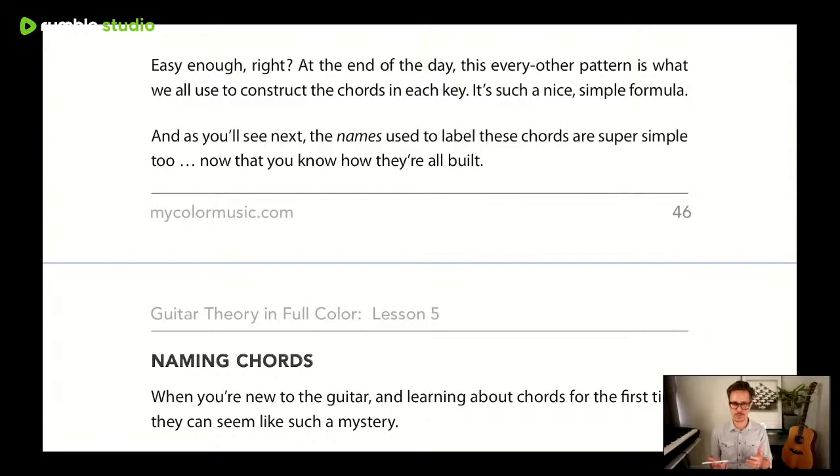So easy enough, right? At the end of the day, this every other pattern is what we all use to construct the chords in each key. It's such a nice, simple formula. And as you'll see next, the names used to label these chords are super simple too, now that you know how they're built. So again, as you go through the PDF in the lesson, and there's an accompanying video that goes with the lesson as well in the library playlist.